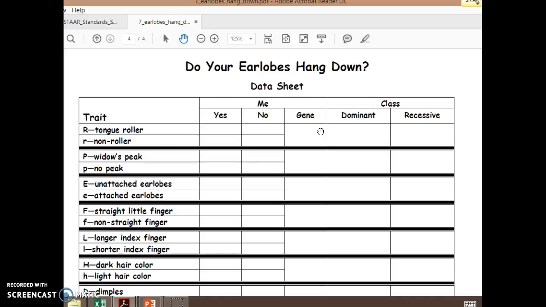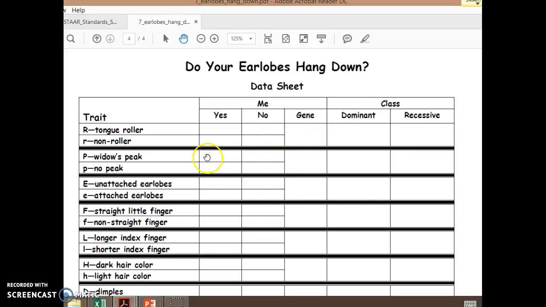Those of you that can roll your tongue, I need you to write at least 1 big R, because we know you got the dominant trait either from mother or father. But it could have been both, but we don't know. Depends on what your mother and father can do. Okay, so you're going to do that for every single one.